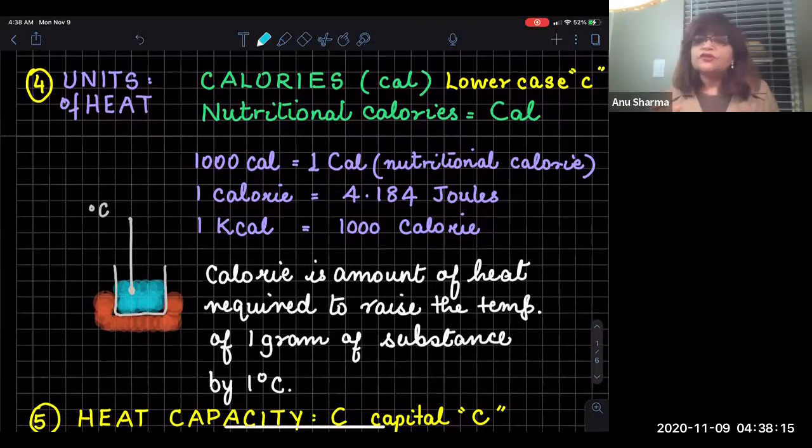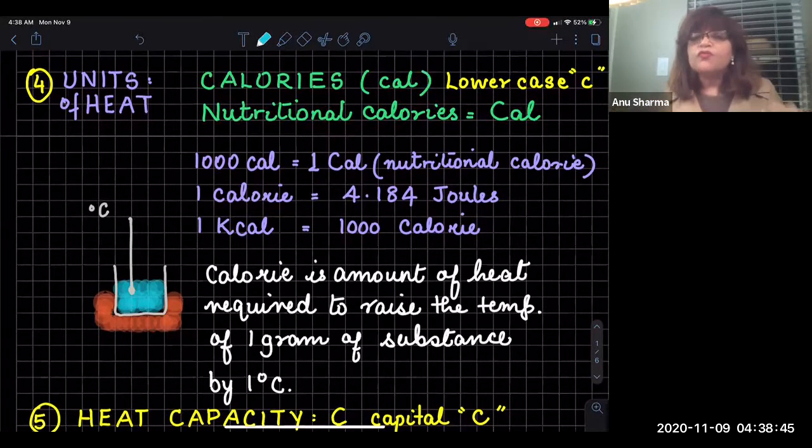But there is a nutritional calorie, which is related to food. That one is with a capital C. The relationship between the food calorie and the ordinary heat calorie is that 1000 small calories make one nutritional calorie, the big one. Now we're going to focus only on the small calories. One small calorie is equal to 4.184 joules, and 1 kilocalorie is equal to 1000 calories.